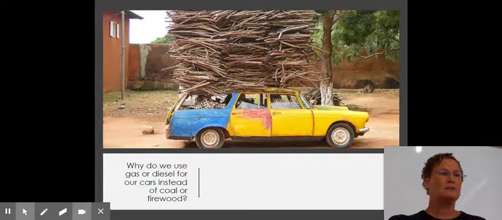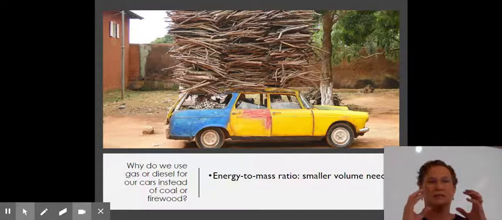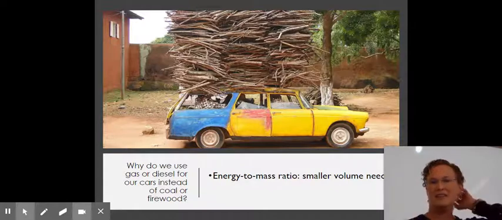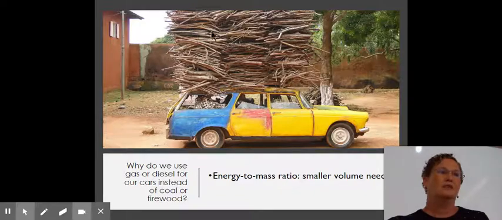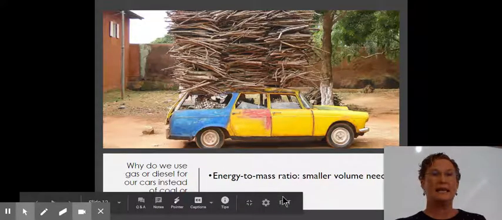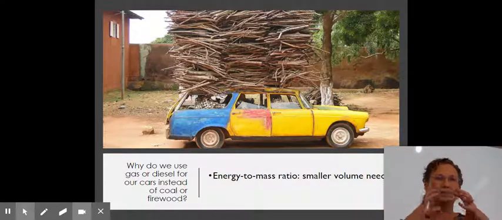And so why do we use gas or diesel for our cars instead of coal or firewood? Well, here's a little picture of it. The energy to mass ratio is not good. You can't drive around with this much wood on top of your car to burn it. So it's very condensed energy. That's what we're going to talk about. Fossil fuels are basically condensed solar energy. That's how you can think about it.